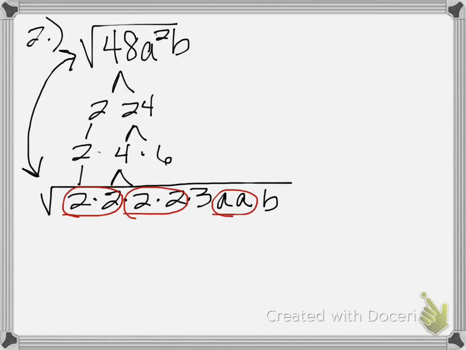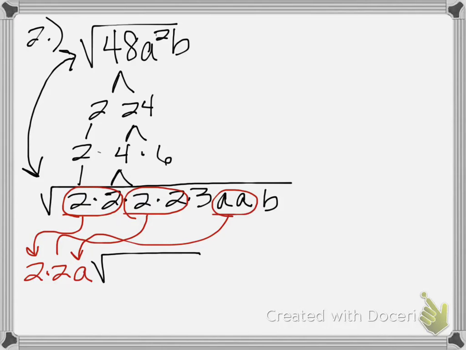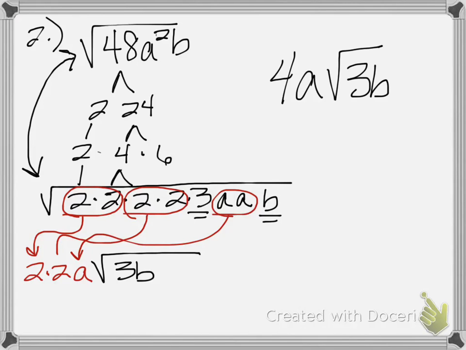So for this, I have 2 2's, and that translates into a 2 coming out in front. This 2 would be another 2 coming out in front. And then I also have an a coming out in front. What's left over? Well, I still have a 3 and a b. So final answer: 2 times 2 times a is 4a, times the square root of 3b. And that's my final answer.